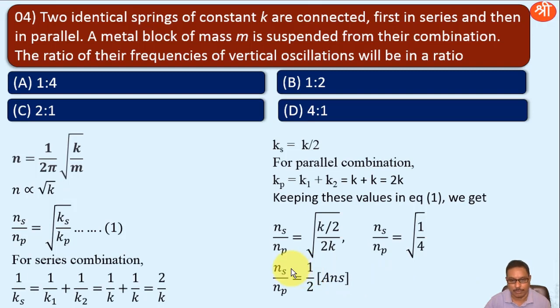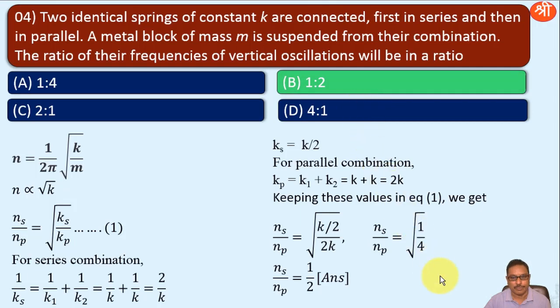So the ratio of frequencies ns upon np will be 1 by 2. So 1 is to 2. So the correct option is B, 1 is to 2.